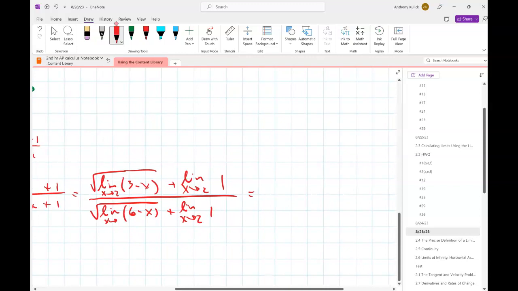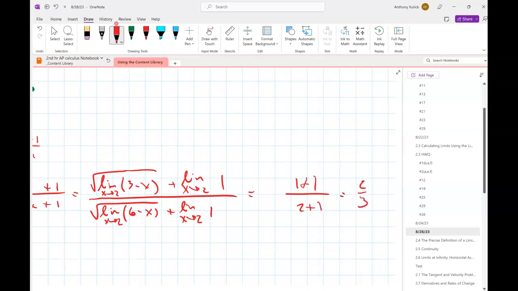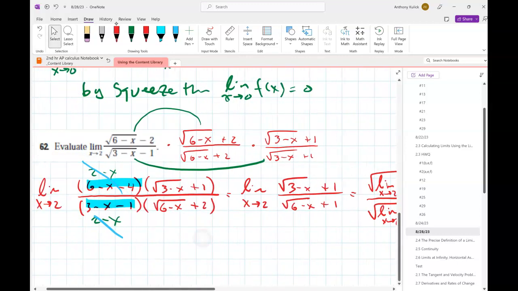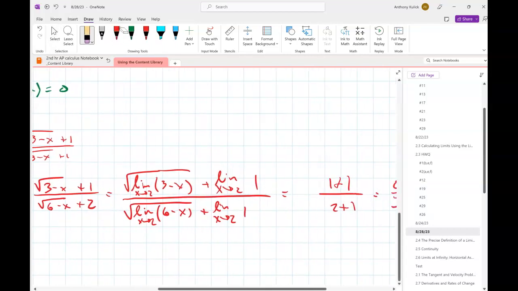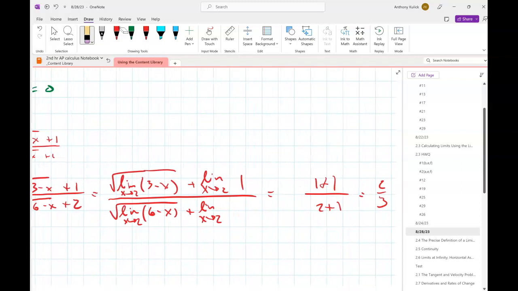But what do I end up with? This is when I do my direct substitution now. I get 1 plus 1 in the numerator, and in the denominator, I get 2 plus 1. So I end up with 2/3. Wait a minute. 2 plus 2. 2 plus 2. Oh, that's because I miscopied it. That was supposed to be a 2. That makes more sense.